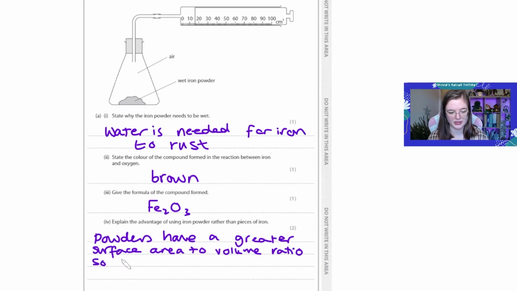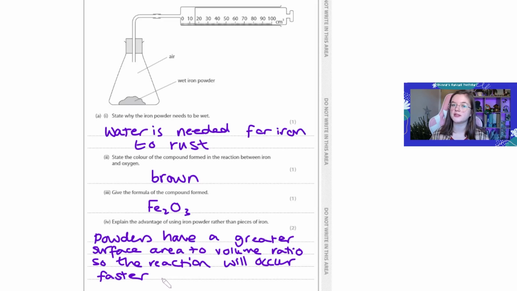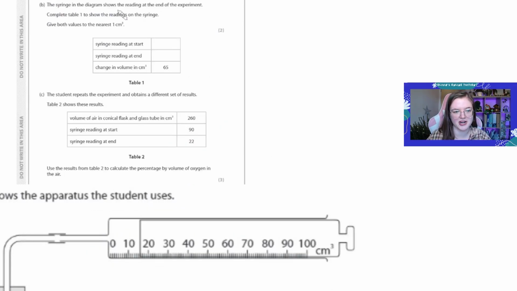So the reaction will occur faster. There we are, that'd be 2 marks. In part B, the syringe in the diagram shows the reading at the end of the experiment. Complete table 1, show the readings on the syringe, give both values to the nearest 1 centimetre cubed.